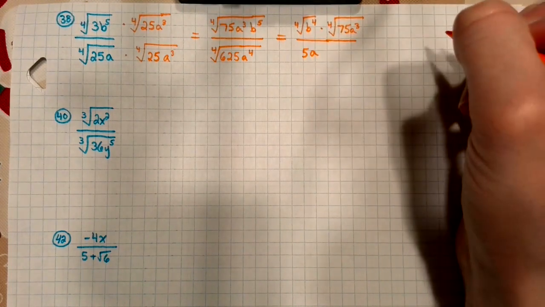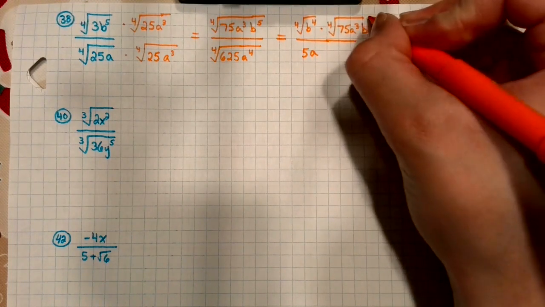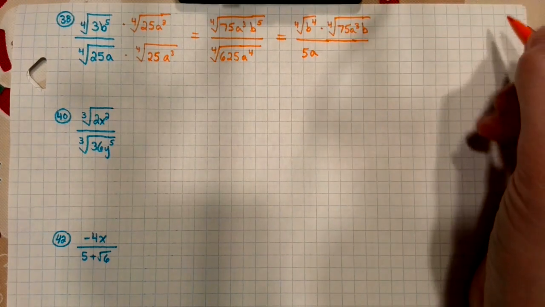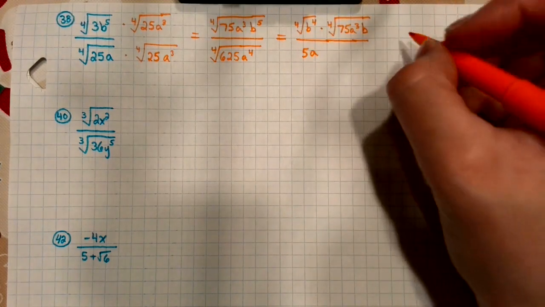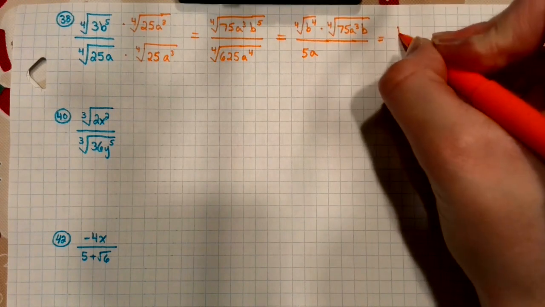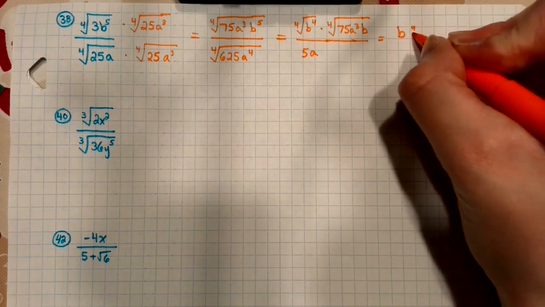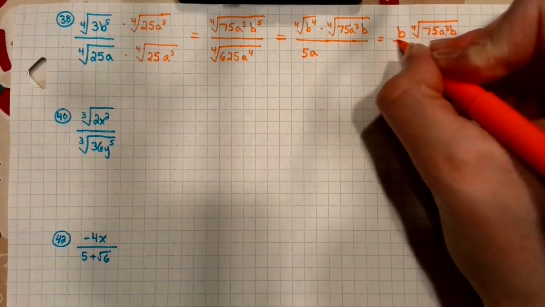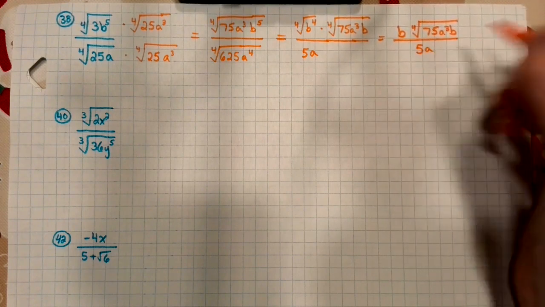So we'll have 75a to the third, and then there will still just be a b to the first power underneath that radical. And then taking the fourth root of b to the fourth, we're going to end up having just b, and then it's going to be all multiplied by this fourth root of 75a to the third b over 5a.